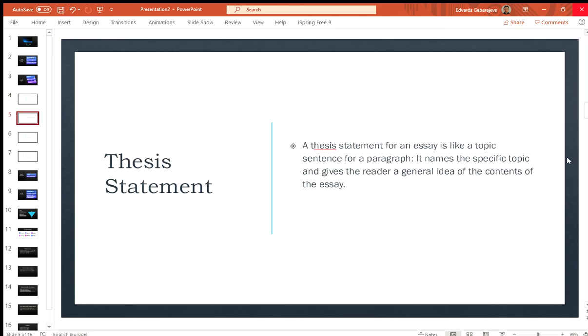Okay, so briefly about the body. Thesis statement. So yeah, a thesis statement is like a topic sentence for a paragraph. I already said that before, right? It names the specific topic and gives the reader a general idea of the contents of the essay. So as the topic sentence does in a paragraph, the thesis statement does the same thing in the introduction of an essay. It directs us, shows us where we are going and what the readers are going to find out once they read the full piece. Prepares us basically for that.